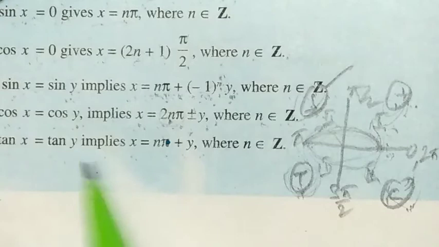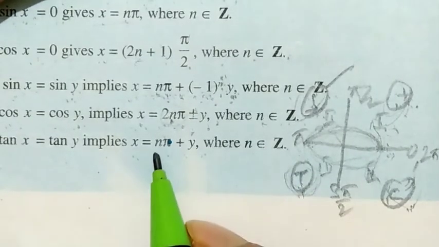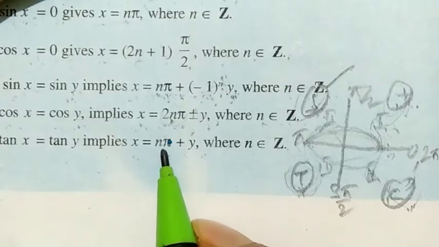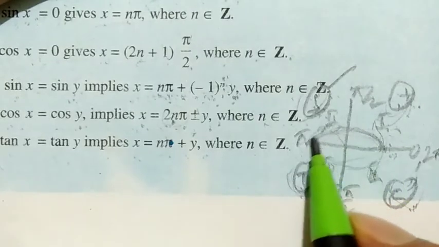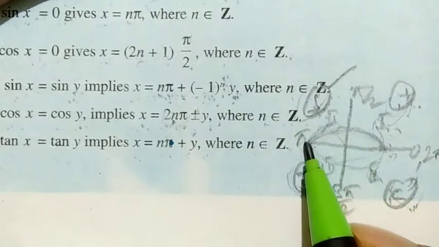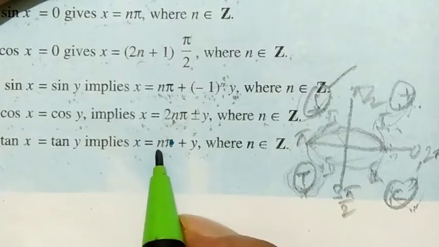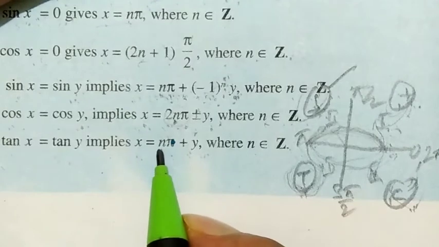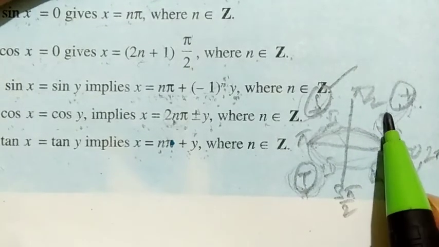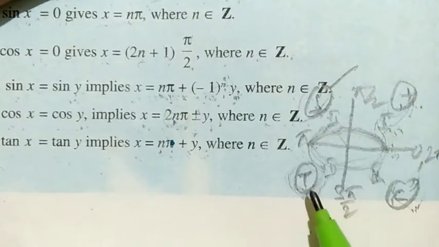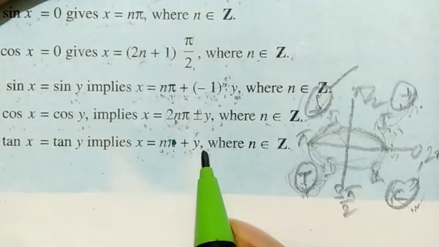So tan x equals tan y implies x equals n pi plus y. Here n is an integer. Now if n is an odd integer, this is pi, 3 pi, 5 pi and so on. So this pi plus y means in third quadrant. In third quadrant tan is positive. Now if it is even, so this 2 pi plus y, this is also positive in first quadrant. So tan is positive in first and third quadrant. That's why we are writing n pi plus y.